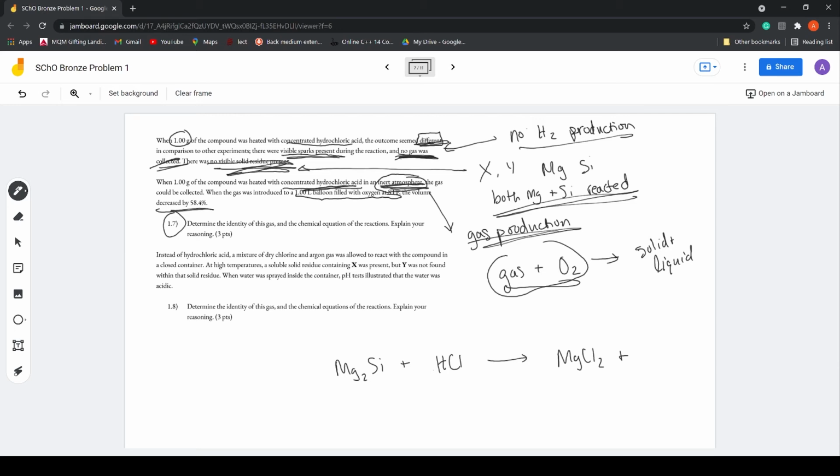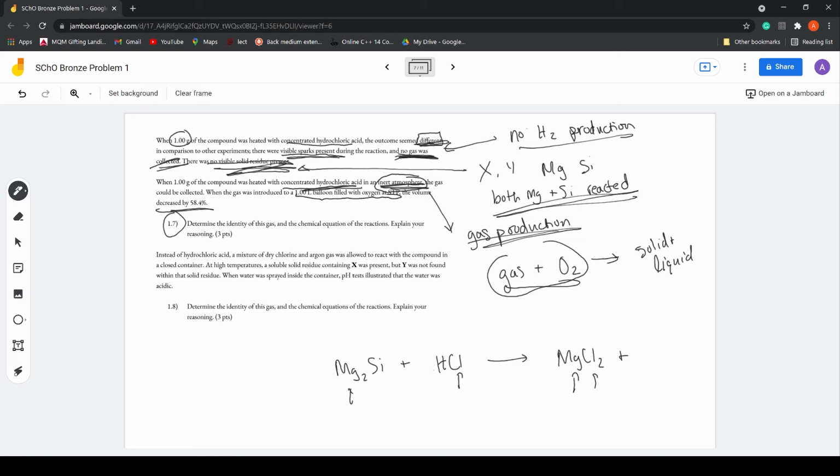So we can see that our magnesium is accounted for on the left and right side. We just have to balance this, but let's balance it at the end. Our magnesium is accounted for on the left and right side. Our chlorine is accounted for on the left and right side. Our hydrogen is not accounted for on the right side, and our silicon is not accounted for on the right side. So what does this mean?